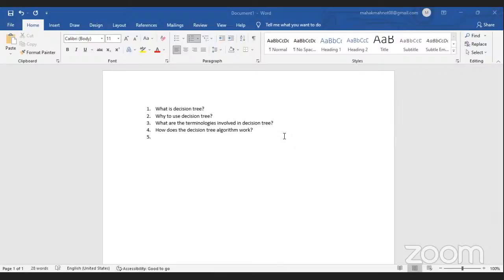Sorry for that. So the leaf node is the last node, the ending node, and the algorithm continues the process until it reaches the leaf node. Is it clear how the decision tree algorithm works? Now moving on to the next question.